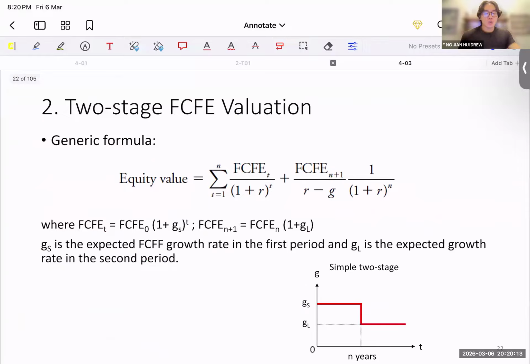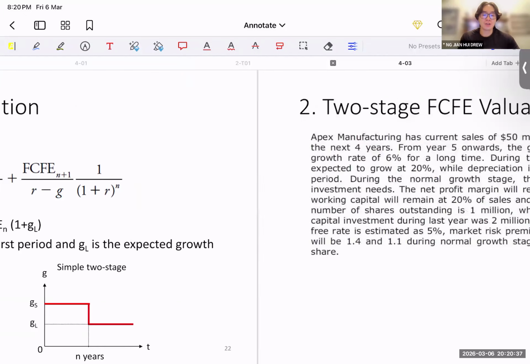Okay. So in our two-stage FCFE, exactly the same as our FCFF, right? We're going to calculate the cash flows coming in the supernormal growth stage, which is GS. And then we're going to determine the present value of your growing perpetuity in your GL, right? And then we present value our terminal value.